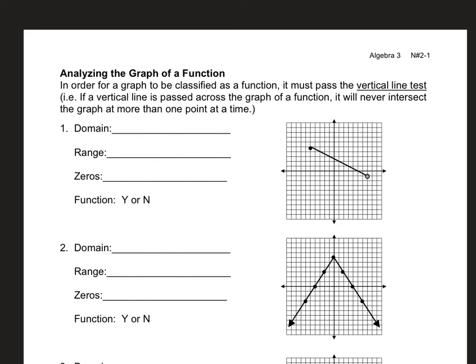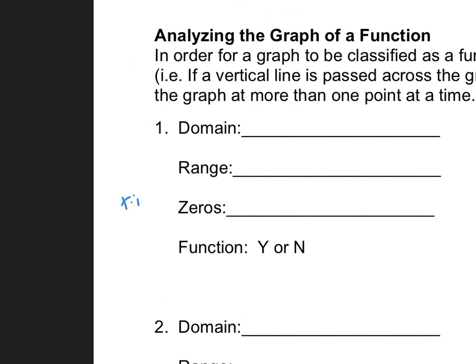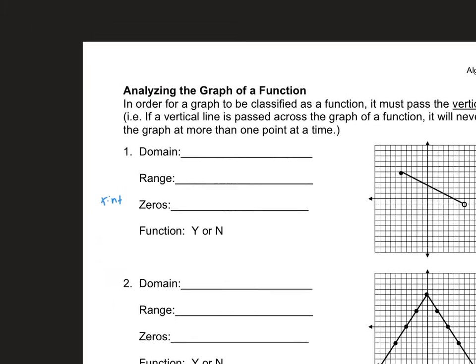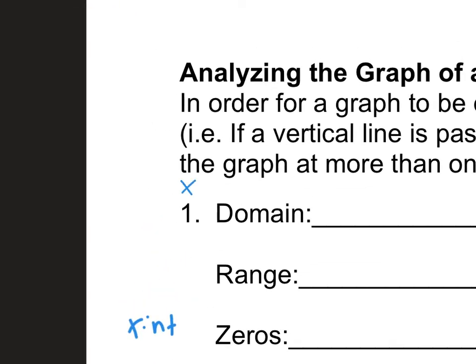Then we're going to find the domain, the range, the zeros, or let's remember, x-intercepts. We'll decide if it's a function. So the domain, you've got to remember, domain is the x values. This is from left to right.